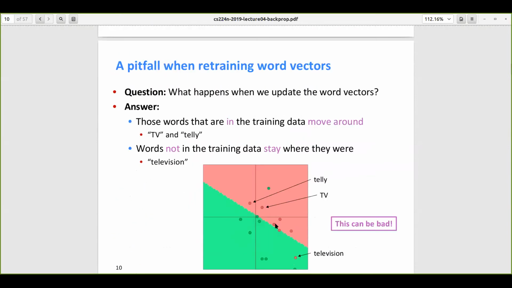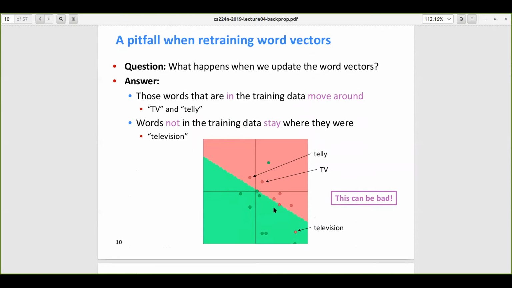So there's a chance that once you retrain your model, the words might get rearranged in a way like this, where TV and tele are still in the same region and in the right region, whereas television is still there, it's not moved. That's because TV and tele are in the training data. So when you're retraining, as per the new data, these words are reshuffled or rearranged, whereas the word television, since it's in the test data, is still in the same place.